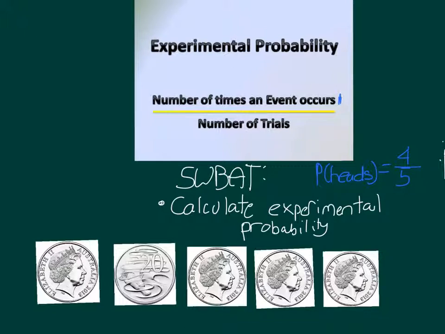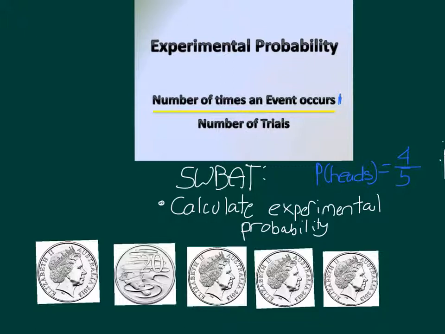So even though we're talking about the same event, i.e. getting heads on a coin, the experimental probability is the proportion of heads I actually got. The theoretical probability is the proportion of heads I thought I would get, a half, okay? So they do not equal each other, okay?